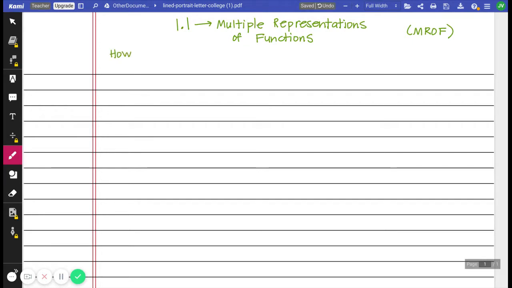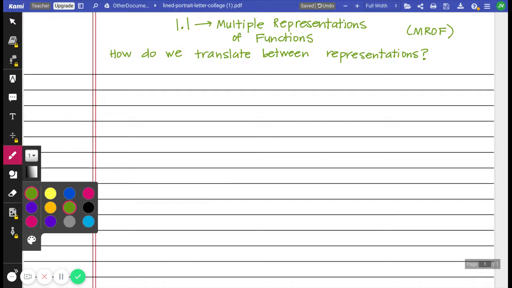How do we translate between representations? There's different things we can look for, different clues, right? There's key words we might want to look for. There's key parts in the equation that determine things in the graph, or there's key parts in the graph that tell us something about what the equation looks like, or we can use the table to create things. So there's four kinds of representations that we're really diving into.